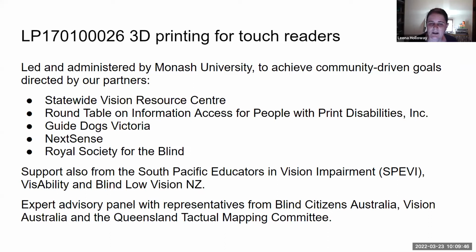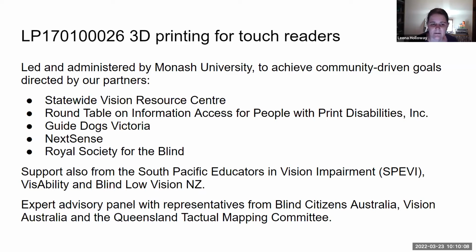And our other partners are Guide Dogs Victoria, Next Sense, which is formerly known as RIDBC, and the Royal Society for the Blind in South Australia. So we've been able to pull from all of those resources and expertise. So they help to direct the project. When they have particular ideas, then we can work on projects specifically for our partners.